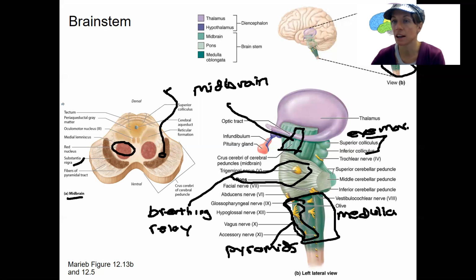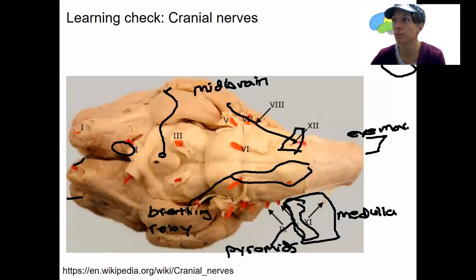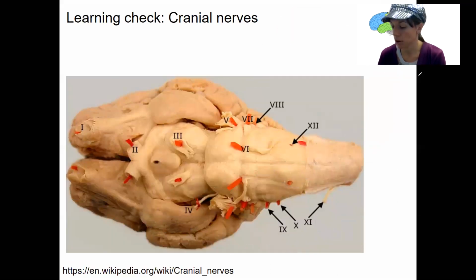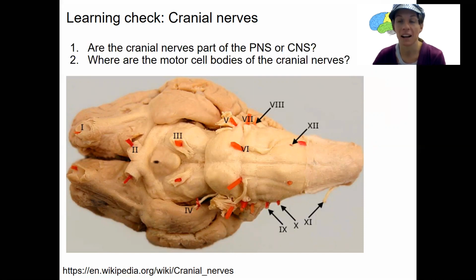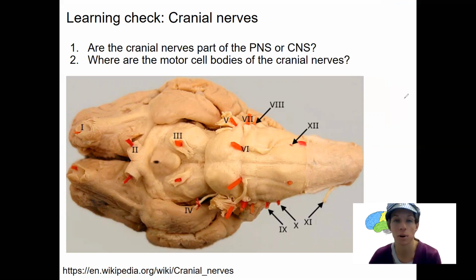And that's the last thing I have on this other learning check here. What I want you to do is, here's a sheep brain with all the cranial nerves. I'm not going to have you learn all of these, especially on a sheep brain where it's really hard. I want you to answer these 2 learning check questions. Are cranial nerves a part of the PNS or CNS? And where are the cell bodies of these cranial nerves?